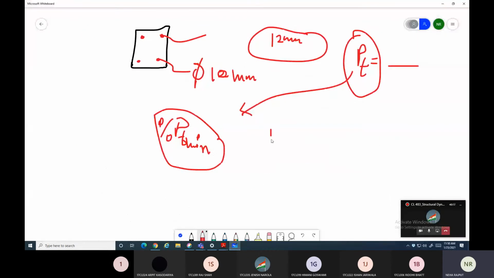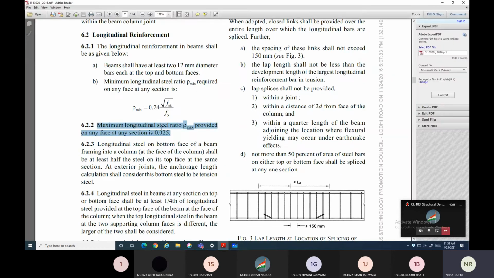In the same way, the maximum longitudinal steel provided on any face at any section is 0.0025. So here the maximum steel, PT maximum, is 0.0025. Right. So this is the maximum requirement of the steel.